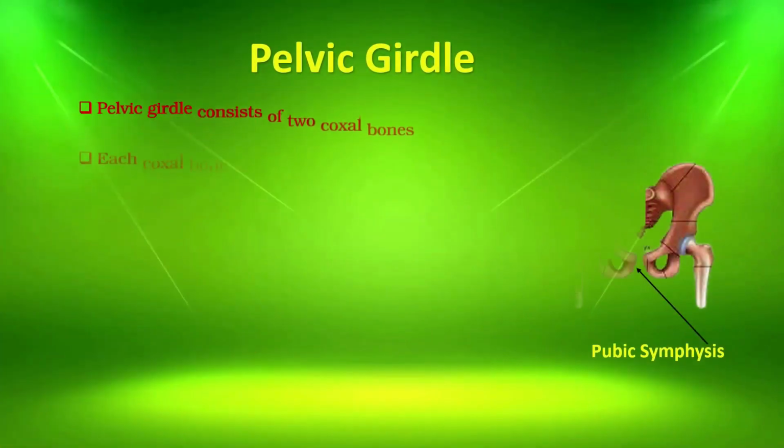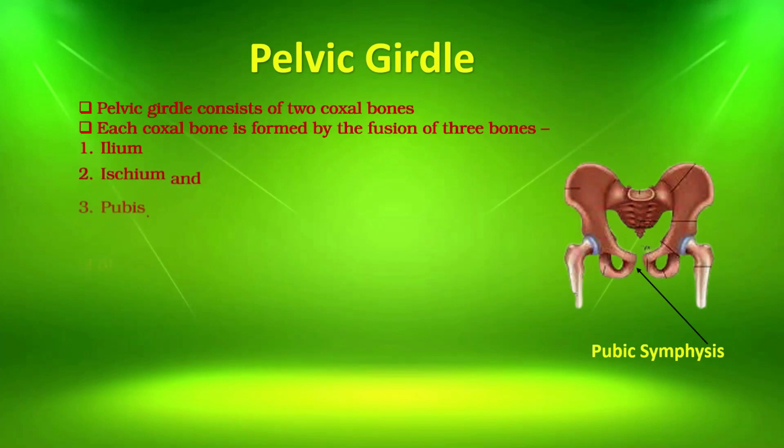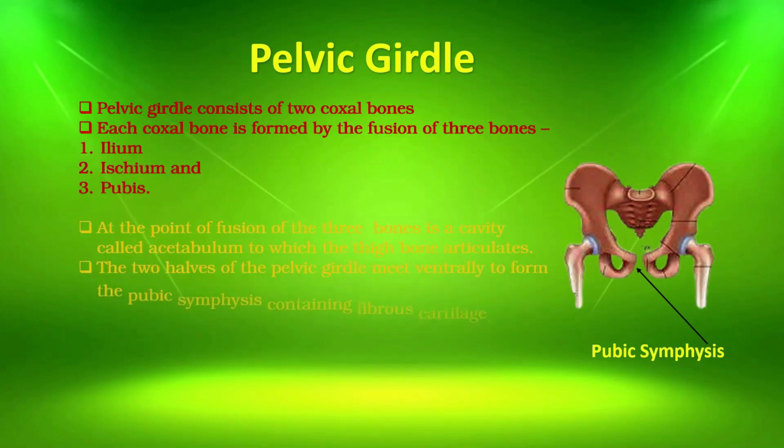Pelvic girdle. The pelvic girdle consists of 2 coxal bones. Each coxal bone is formed by the fusion of 3 bones: 1. Ilium. 2. Ischium, and 3. Pubis. At the point of fusion of the 3 bones is a cavity called the acetabulum, to which the thigh bone articulates. The 2 halves of the pelvic girdle meet ventrally to form the pubic symphysis, containing fibrocartilage.